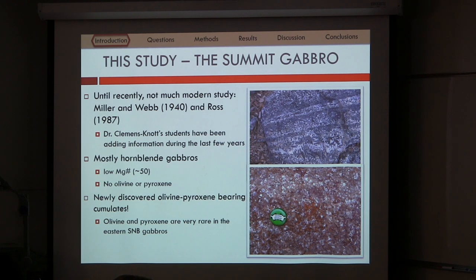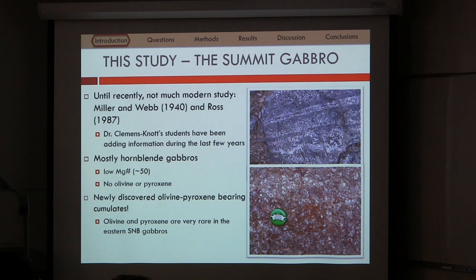There has been some study on the Summit Gabbro, but not much recently. It was studied in the 1940s and in the 80s, and most of this work was petrography, a little bit of geochemistry, nothing too detailed. Diane's students have been working in this area for the past few years, finding more bodies and doing a little bit more detailed work on them, myself included. I am doing that today.